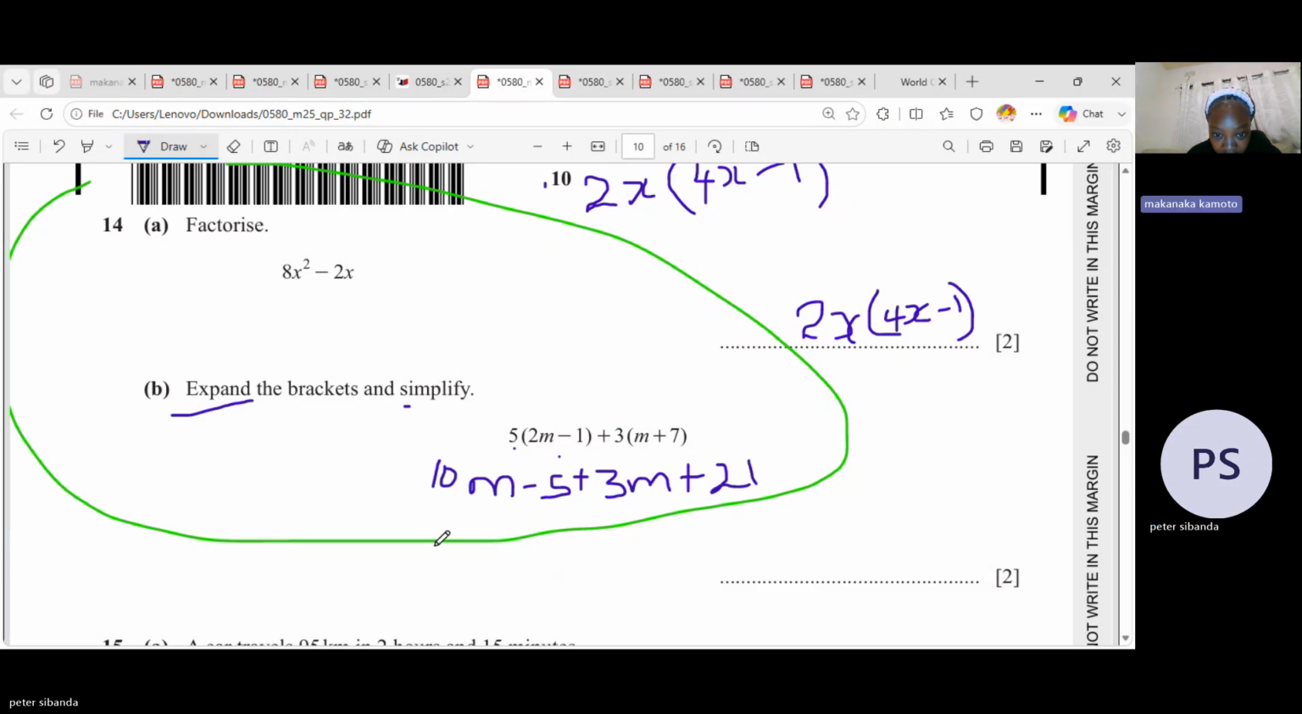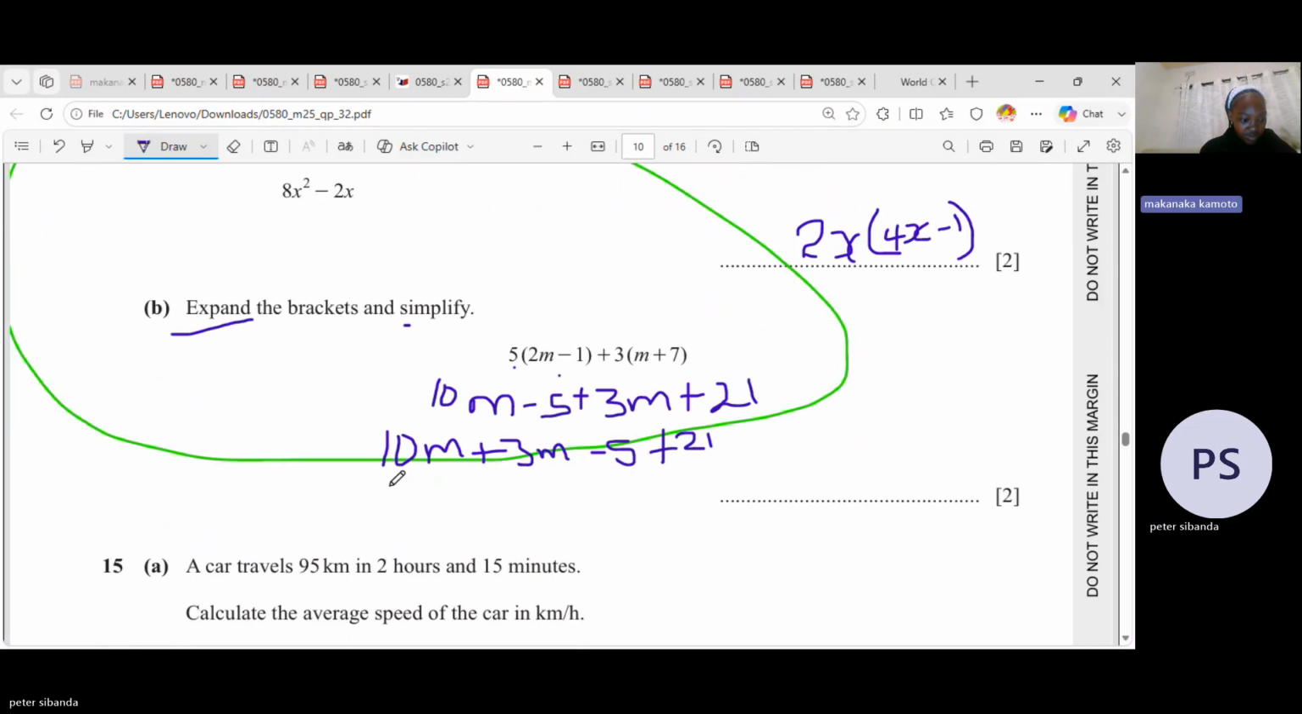How can we simplify here? Grouping like terms together: 10m plus 3m, then minus 5 plus 21, right? And next step? It becomes 13m.